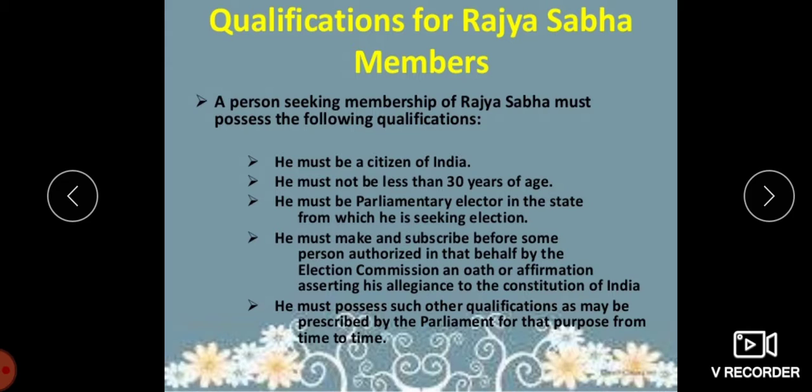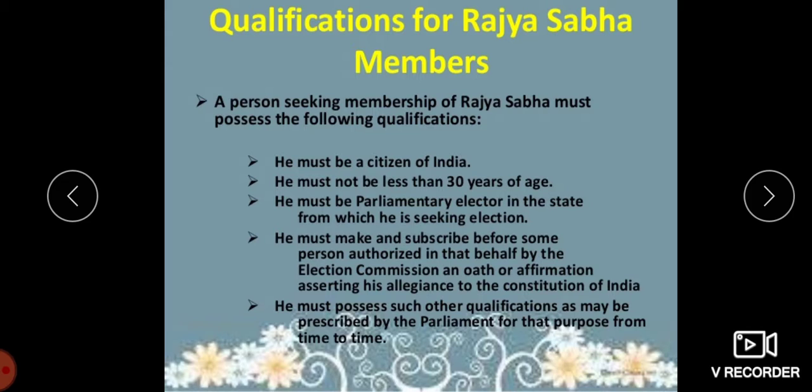If any question arises as to whether a member of either house of Parliament has become subject to any of the above disqualifications, the President's decision, in accordance with the opinion of the Election Commission, shall be final. A penalty of rupees 500 per day may be imposed upon a person who sits or votes in either House of Parliament, knowing that he is not qualified or that he is disqualified for membership thereof.